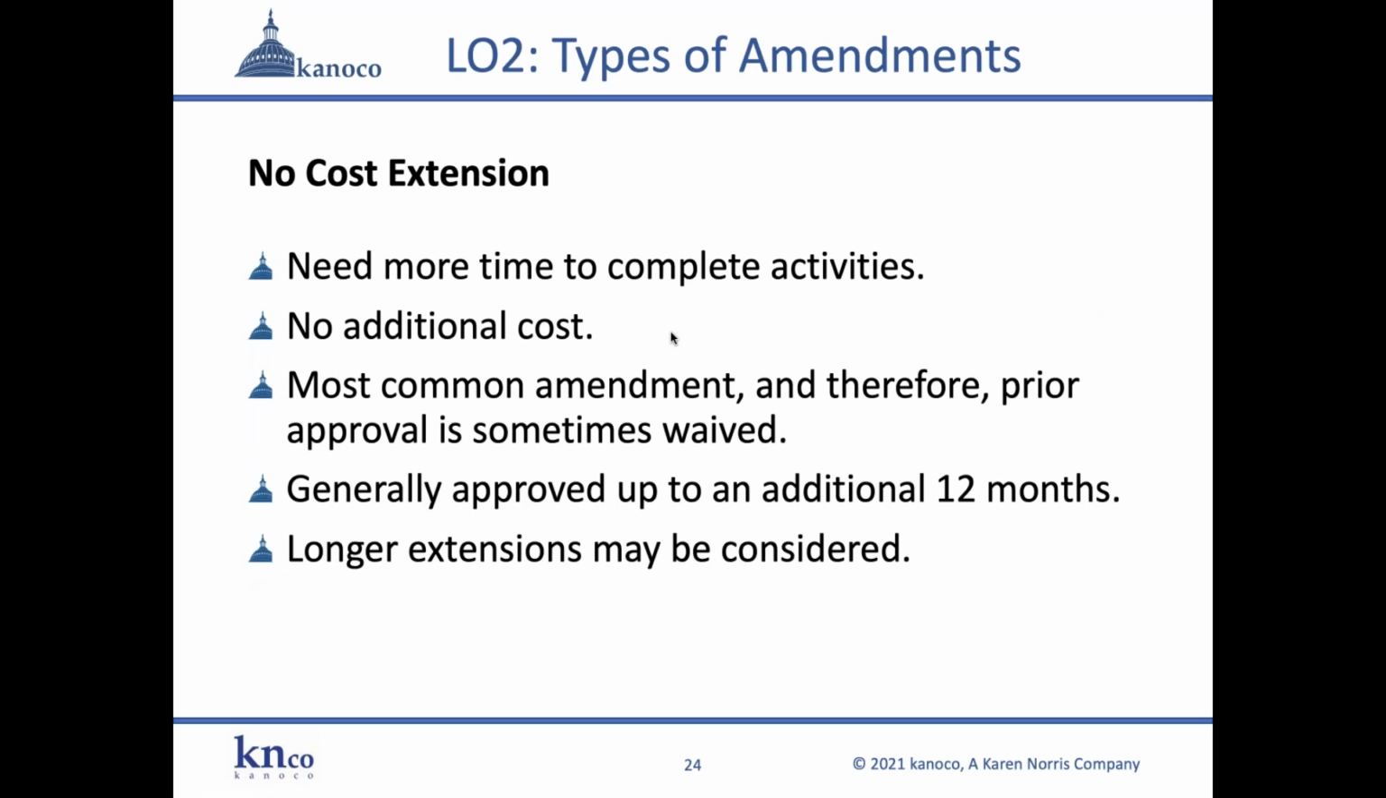So a no-cost extension is very simple. You need more time to complete your activities. You got started late, or as I said, your shipping or manufacturing or your supplies are slow or delayed, or a conference was canceled and you need to replace it with some other kind of activity. All that takes time to plan and adjust to. So it's very common to need more time to complete your activities. So generally, there's no additional cost. You just need additional time.